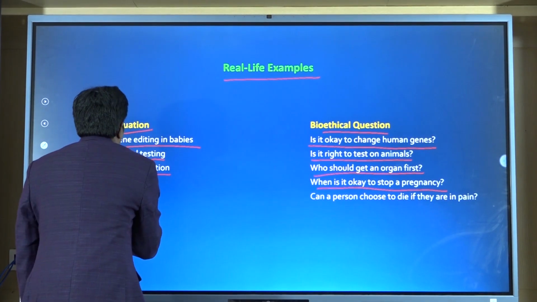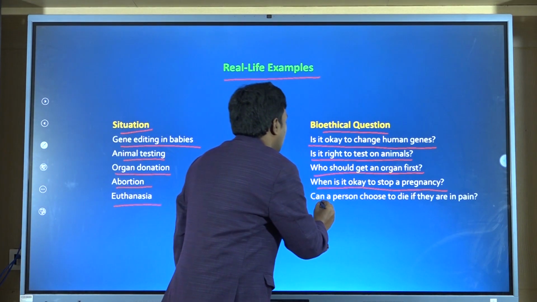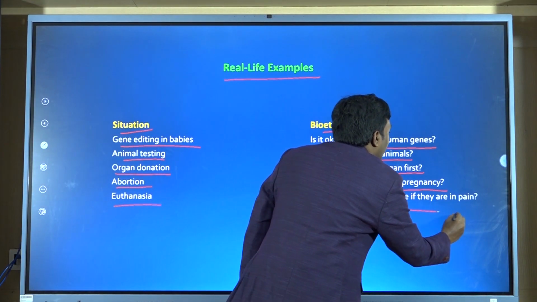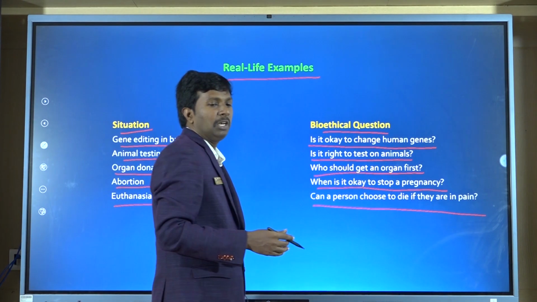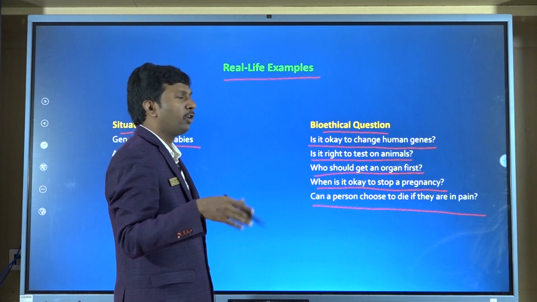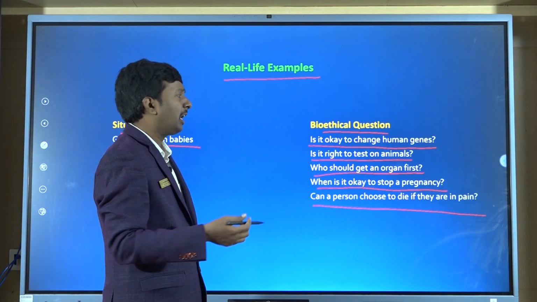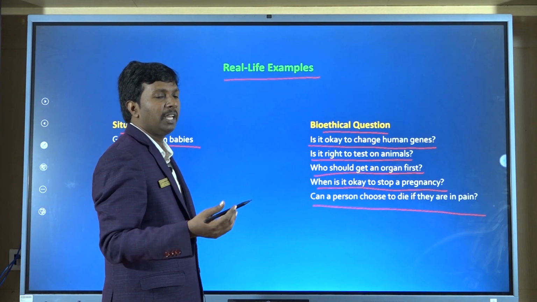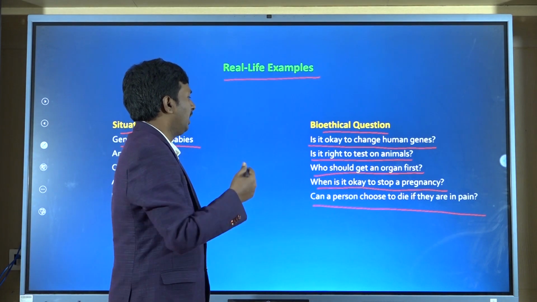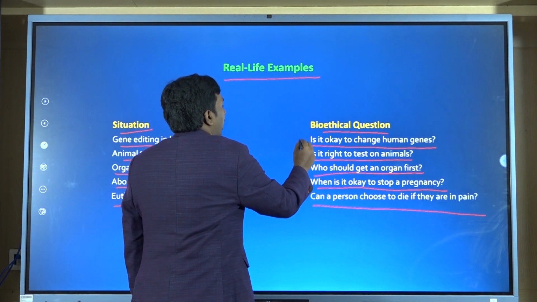And last one is euthanasia. So what is the ethical question? Can a person choose to die if they are in pain? For example, if an unhealthy person in hospital is not able to tolerate that pain, that person wants to die. Is it okay that the person wants to die? So these are all different bioethical questions.